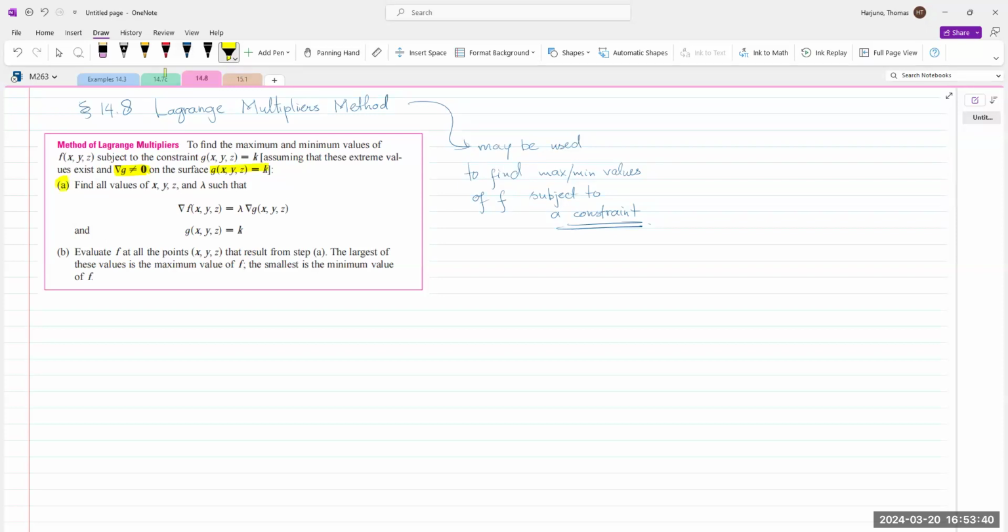We will first find all the values of x, y, z and lambda. They use lambda here to bear the first initial of Lagrange. So basically we set the equation: the gradient of f equals lambda, a scalar, multiple of the gradient of g, and the coordinates we have need to satisfy the constraint. Once you get those coordinates, we go to step B, where we evaluate the value of the function at those coordinates.